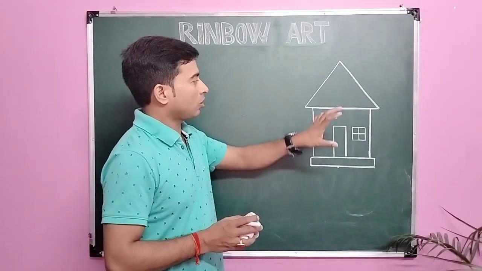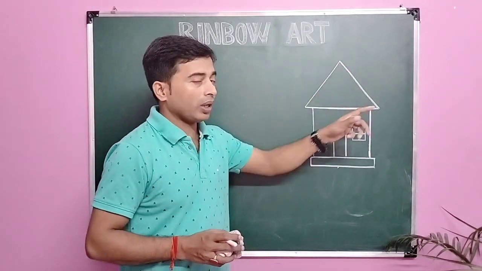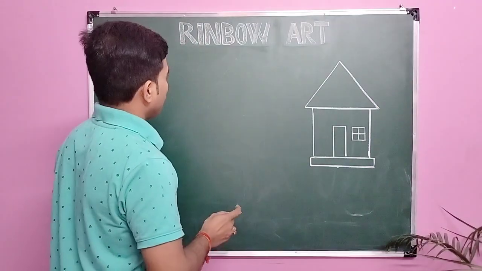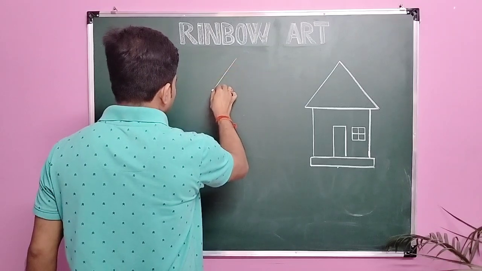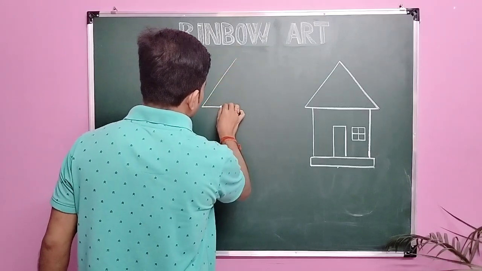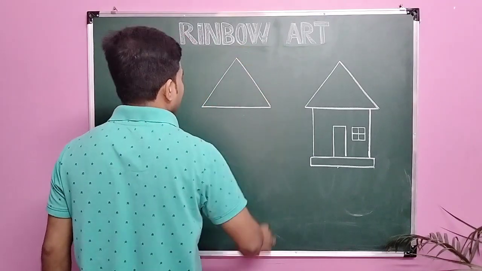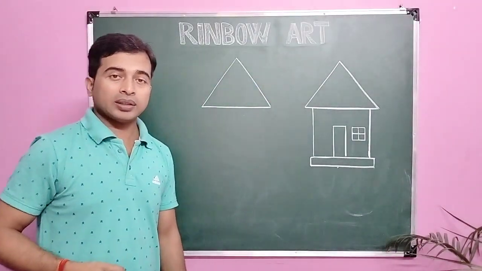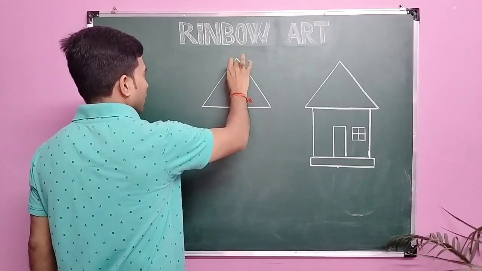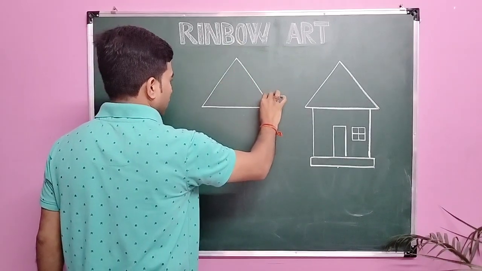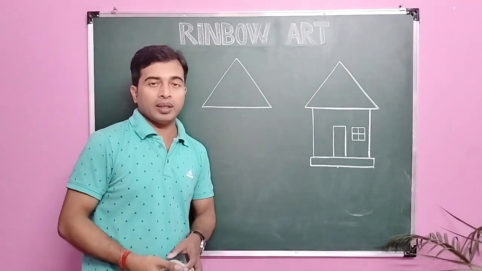First, what we are going to do? First, we are going to make the triangle. See, children, this is the triangle. We are going to make the triangle without using a scale. It's very easy, children. First, like this, we are going to make the triangle. Without using a scale, you are going to make the triangle. Done, children? So this triangle we have made.